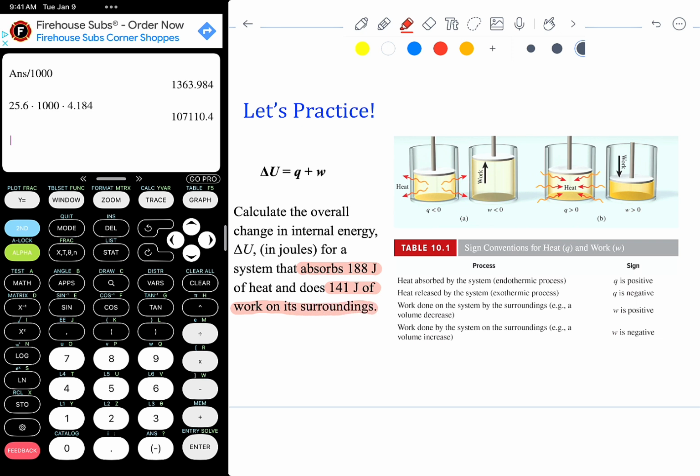When we're looking at problems that have to do with change in internal energy, heat, and work, we have to look at the language in the problem itself. The language is going to tell us the signs of Q and W. The value of Q and W in the problem itself does not tell us our signs. So you have to use the language of the problem to predict your signs.